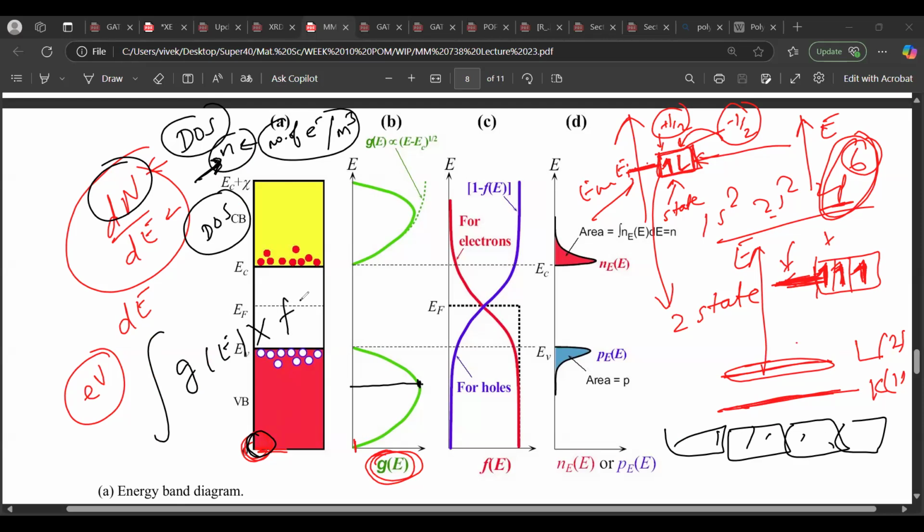So that's why we integrate G of E with the probability. What is the probability? Fermi-Dirac function. If you integrate this, you get the number of electrons N. Very simple. So the more the density of states, the more the number of electrons.